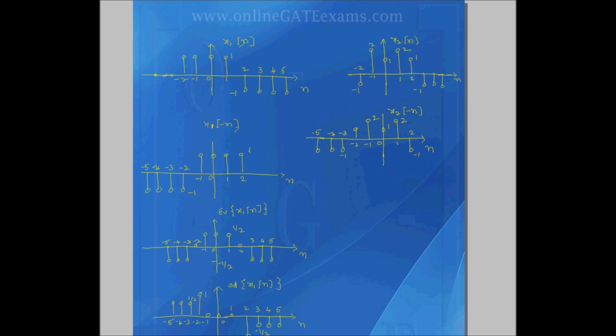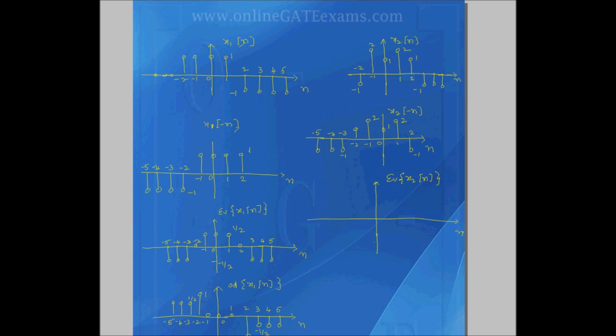So let us try to plot the corresponding even and odd parts. If you plot them, how does that look? So this is our n. We are plotting the even part of x2 of n. What will happen? We have to add x2 of n with x2 of minus n. So if I add those two, what will happen?